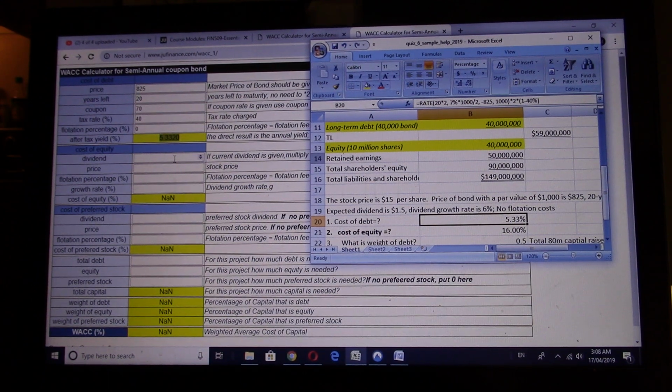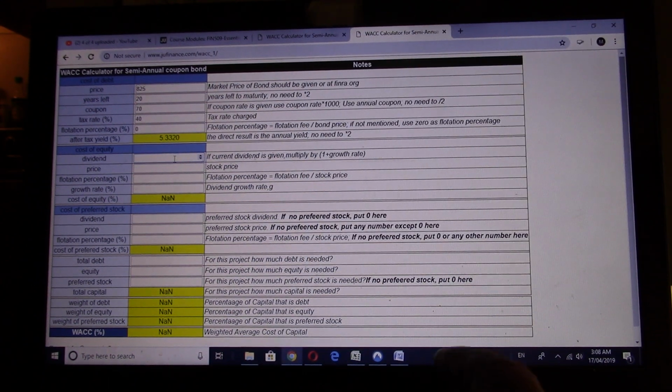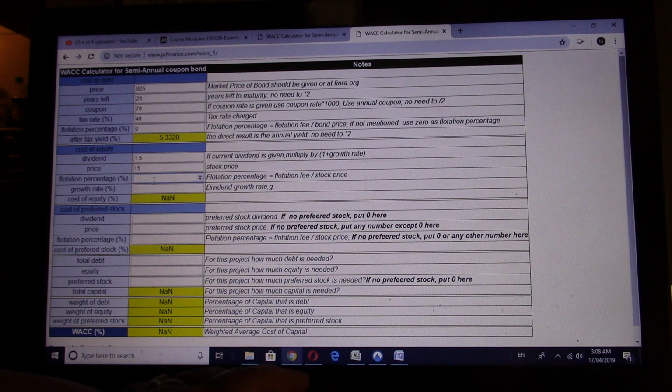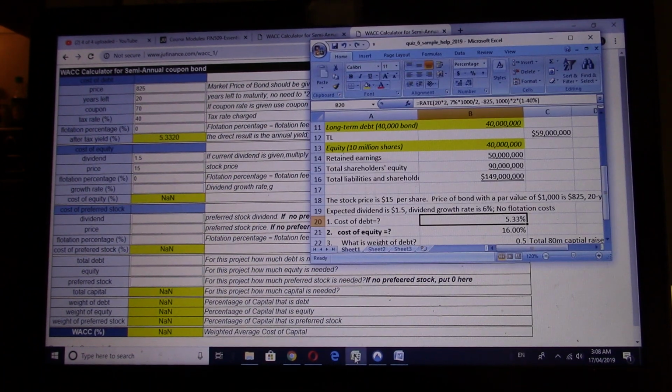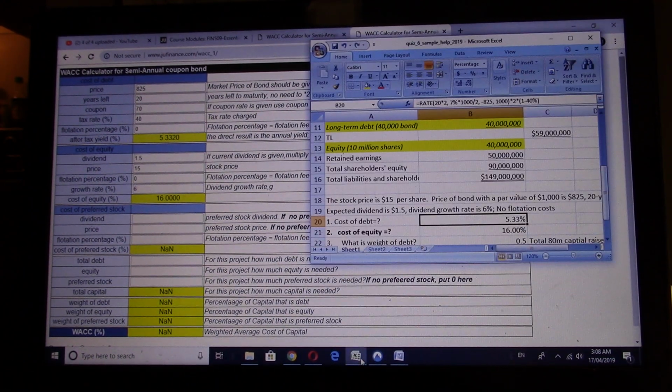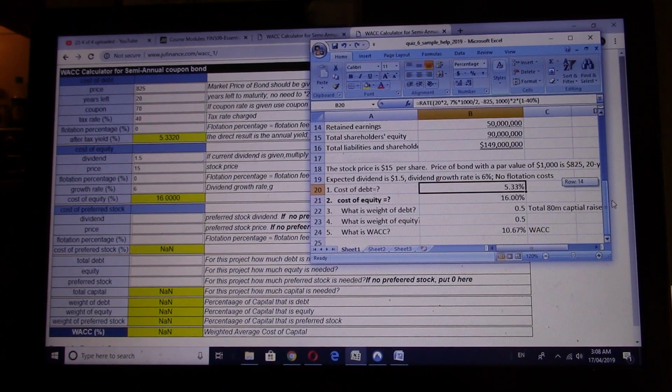And then for expected dividend, the dividend is 1.5, stock price is 15, and flotation is 0. Growth rate is 6%. So cost of equity should be 16%, and that's right.